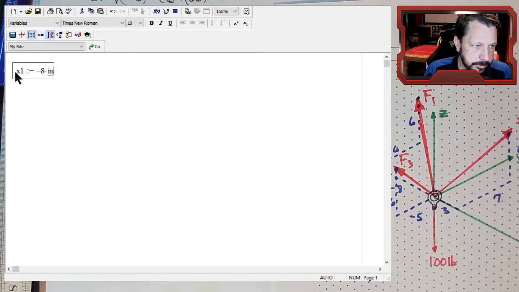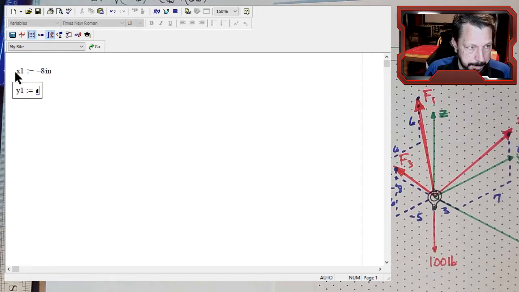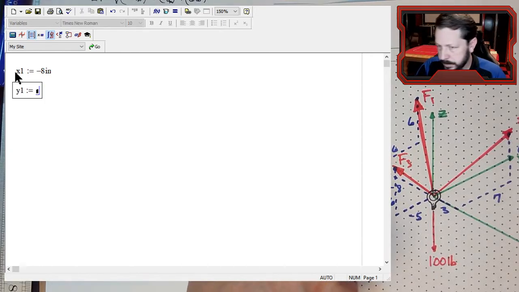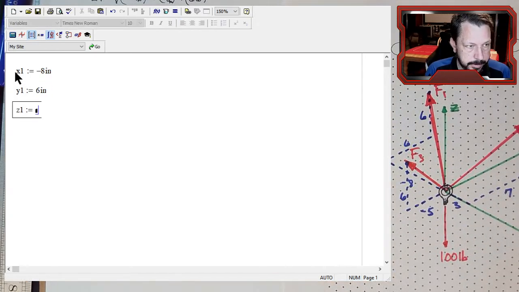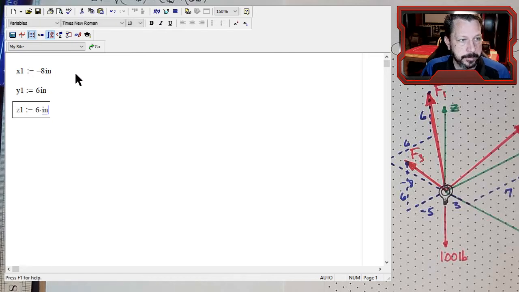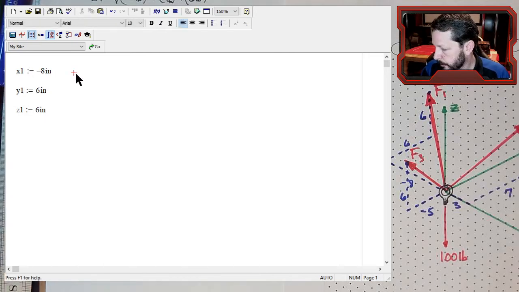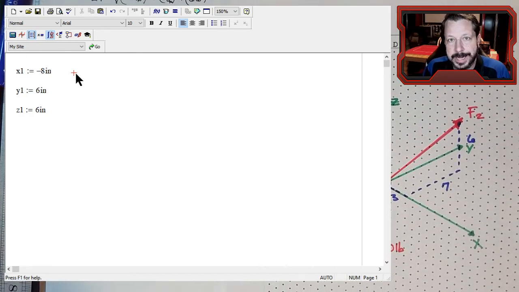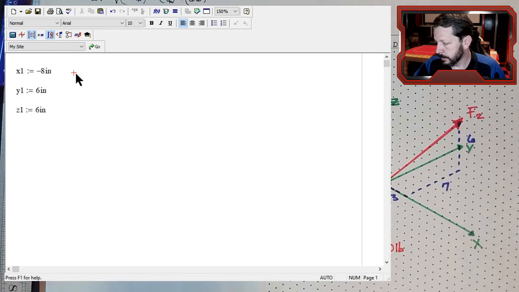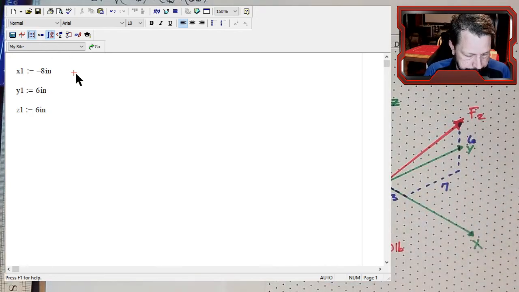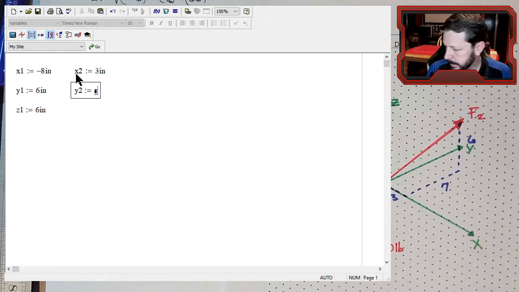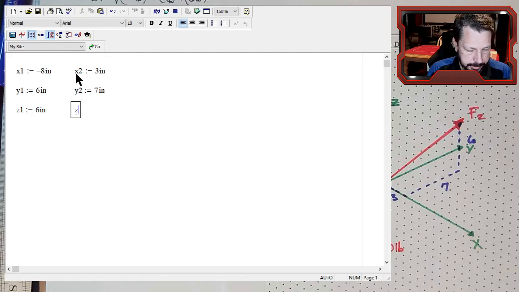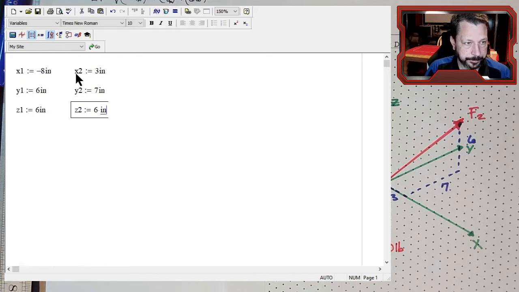I will use units just because I can use them over in MathCAD and it's not too cluttery. Y1 will equal 6 inches. You can kind of see that one there. And Z1 is also 6 inches. And then we'll do the same thing for force 2. And we're just defining the x, y, and z component or coordinates for this point up here. So x2 is 3 inches, y2 is 7 inches, and z2 is also 6 inches.